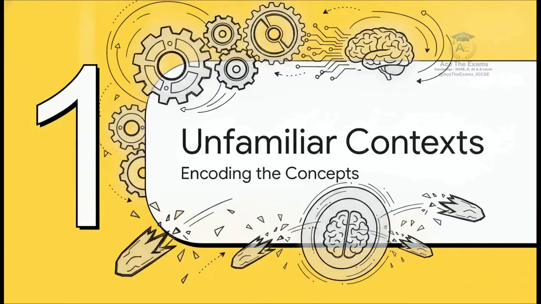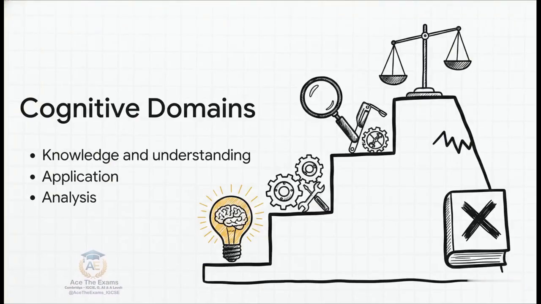All right, Section 1, the unfamiliar context challenge. Let's talk about encoding the concepts. Now this right here beautifully illustrates why rote memorization, like our student Alex was doing, just does not cut it. The assessment objectives for the Cambridge 9618 exam are strictly designed to target 3 very distinct cognitive domains.